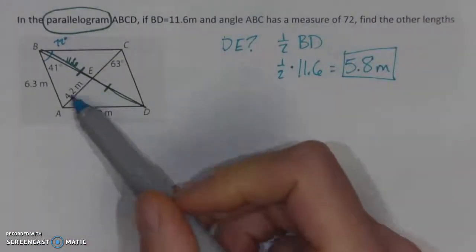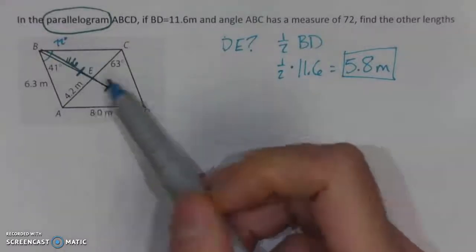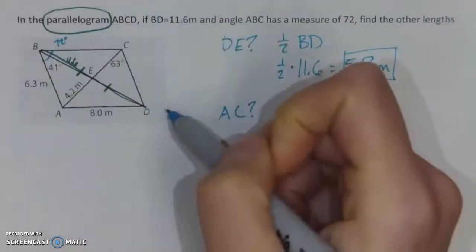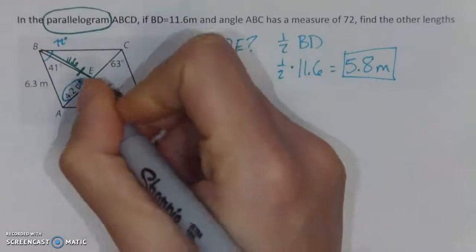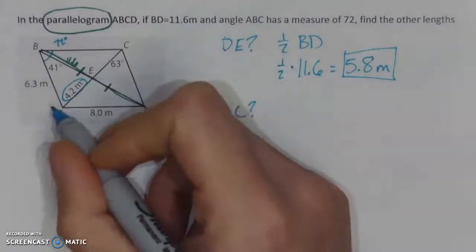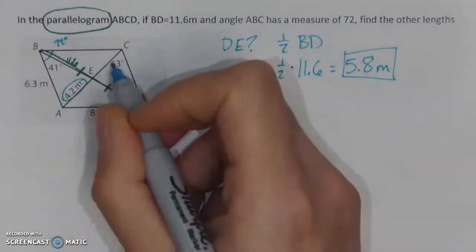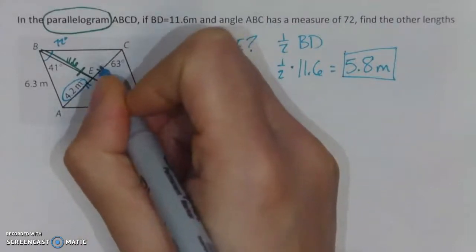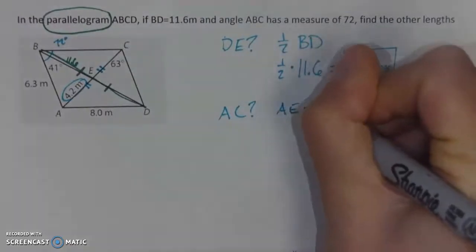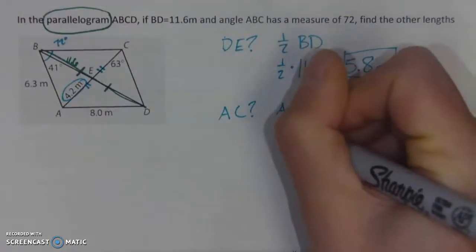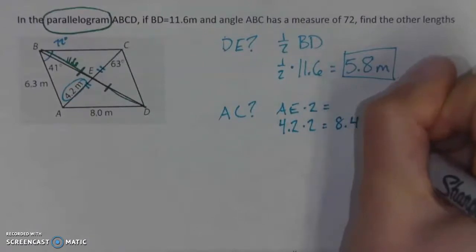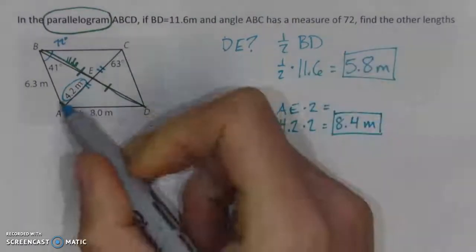Now, I can't necessarily find out anything using the 11.6, but let's say I also wanted to know what the measure of AC is. While the 11.6 doesn't help with that, this 4.2 does, because 4.2 is the distance from A to E. And I know that A to C is going to be twice that long since the diagonals bisect each other. So I can take my AE, multiply that by 2, and I'll get myself the correct answer. So we're going to take 4.2 times 2, that gives us 8.4 meters, and that is the distance from A to C.